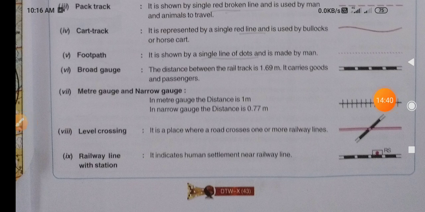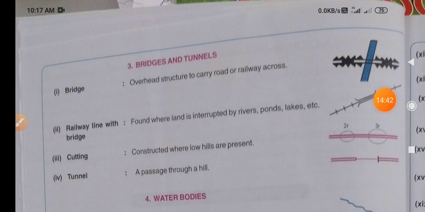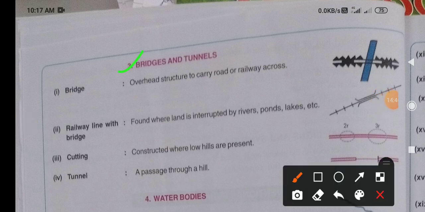Now turn to the other page. Here you can see bridges. Bridges are again of different types. Bridge, that is an overhead structure.